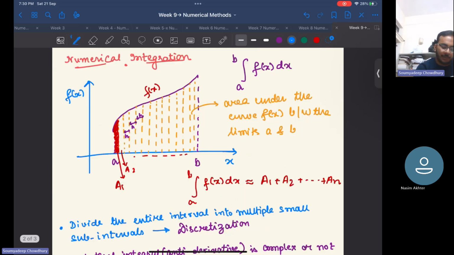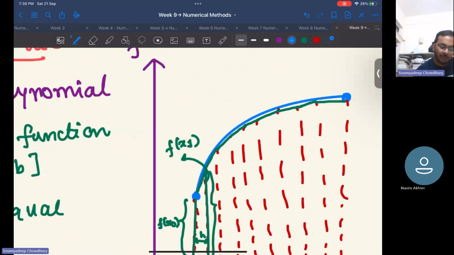Because here what happened is, the function we approximated as linear, but the error was less. You can see here, the blue function is the actual function and the green one is our approximated linear form of the function. So here the error was less because the function was almost close to linear.